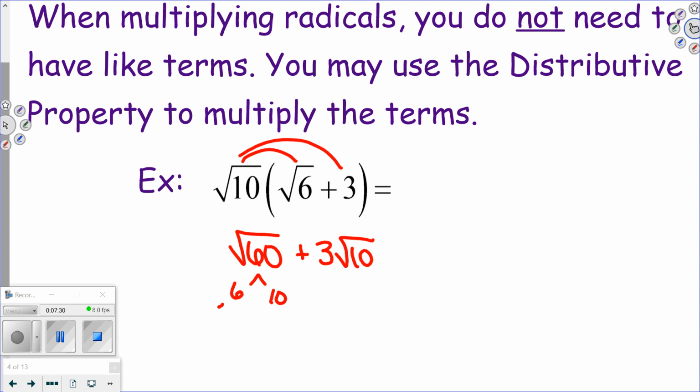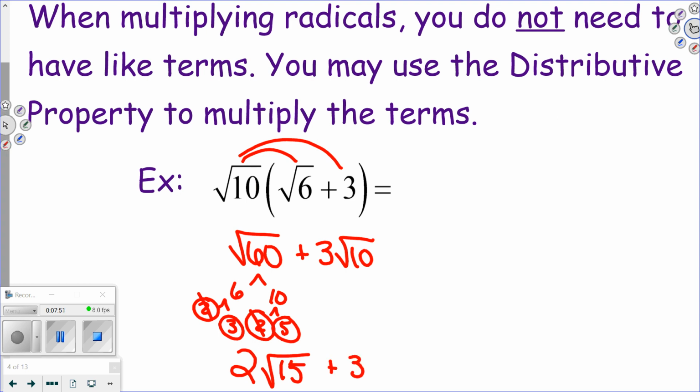So 6 and 10, 2 and 3, 2 and 5. So I have a pair of 2's. Leftover 3 and 5, so 15. Factor tree on the 10. I get 2 and 5, so no pairs, it doesn't help me. Plus 3 radical 10. Can I add them together? No. You have to have like terms when you add, and I do not have like terms. So as far as I can go is just to simplify that 60, but that's it.